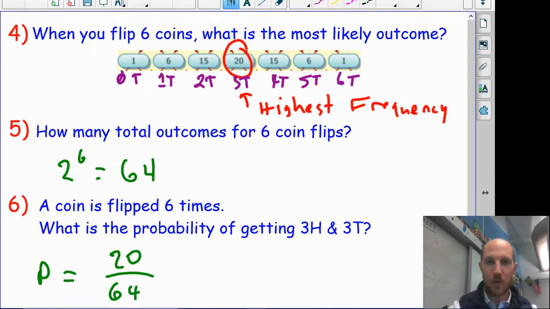Always reduce our probability fractions if possible. So in this case, because both of those divide by 4, 20 divided by 4 is 5, 64 divided by 4 is 16, so 5/16. Both are correct, but we always want to reduce.